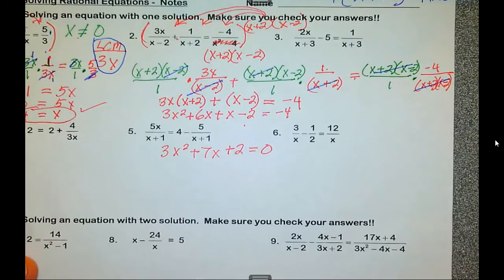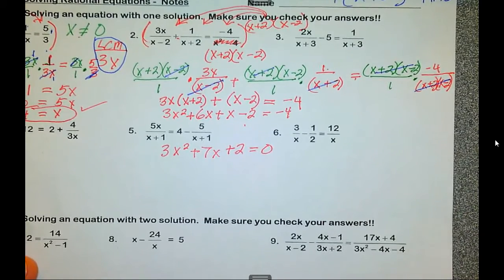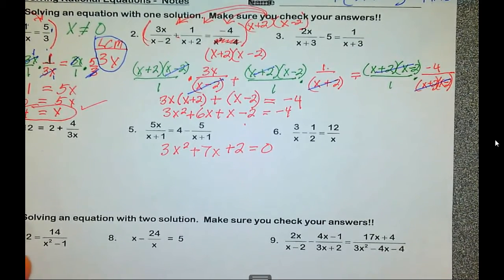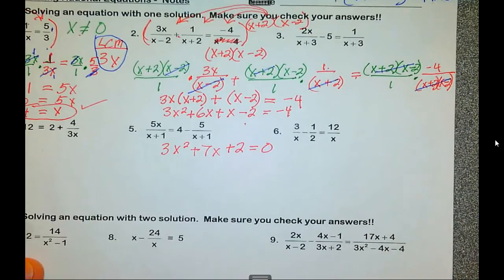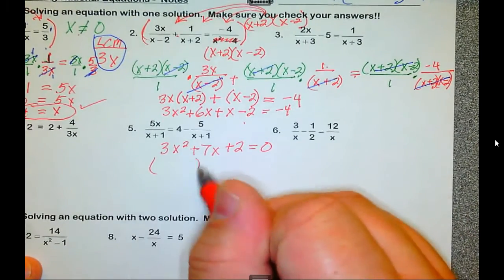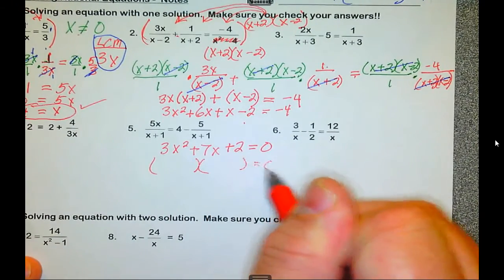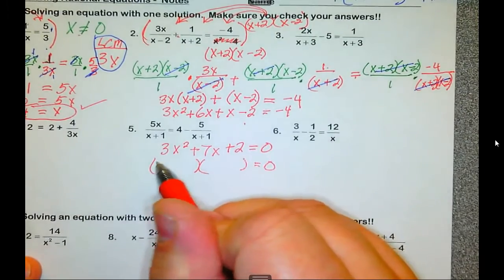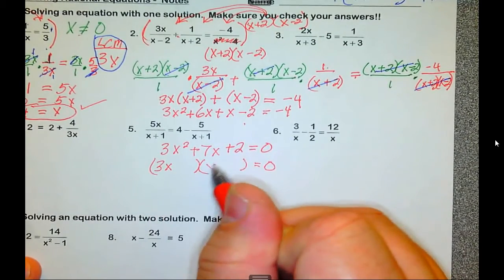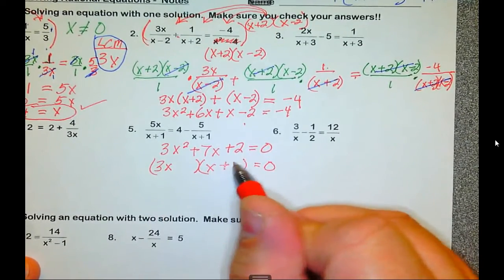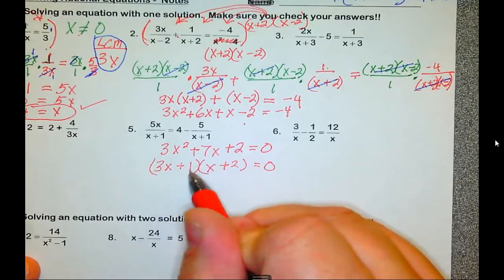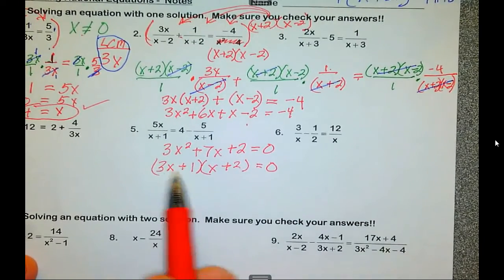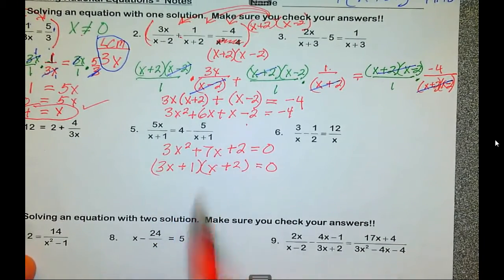Now remember, this is just for number 2. Remember, I'm solving for x, so I'm going to have to factor this. So I have 3x and x plus 2 plus 1. Let's see, it gives me 6x, 7x, good.